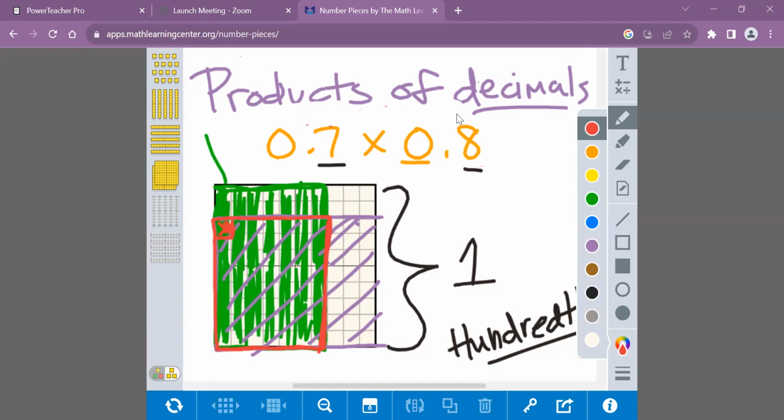So we have 1, 2, 3, 4, 5, 6, 7. I should have known that. That was 7/10. We have 7 of them. And then down here we have 1, 2, 3, 4, 5, 6, 7, 8. So 7 by 8 means in here I actually have 56 hundredths, right? Because we'd have 56 of these that we count. And then that would actually be our product, 56 hundredths.